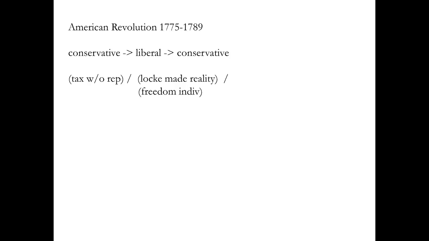The American Revolution is Locke-made reality. It stretches the freedom of the individual. That's how we get to the liberal part. The Declaration of Independence, life, liberty, and originally property, is right out of Locke. It just cribs Locke's Second Treatise on Government. It is Locke-made reality. Now notice, they don't go with Hobbes. They don't think that Hobbes is right.